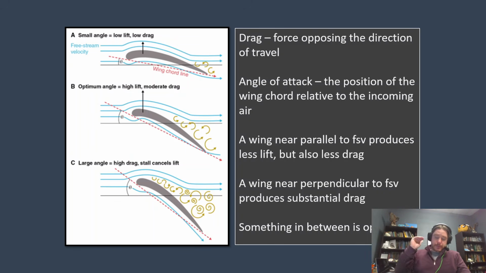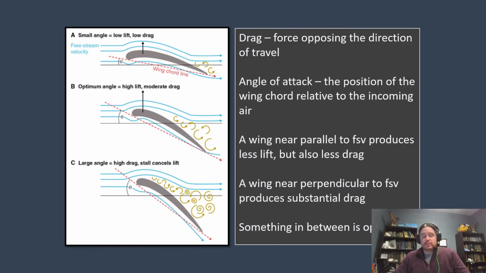So as the bird is flying or gliding, or soaring through the air, the amount of lift generated is going to depend on how the bird angles its wing in relation to the incoming free stream velocity. So we could have a wing that's very close to or even parallel with the free stream velocity. If we did that, we would generate relatively not a lot of lift, but we'd also generate very little drag. Now, we haven't talked about drag yet, but drag's very important.